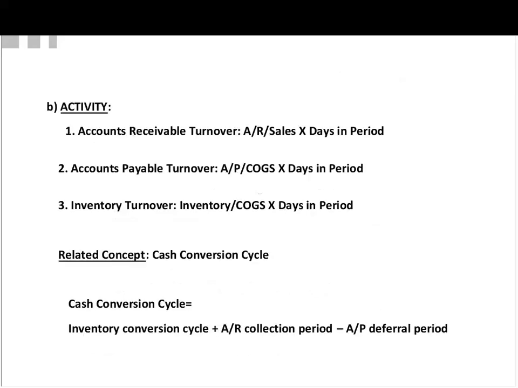Page number 15, Model 2. Activity, we said the turn factors. You can see AR, AP, inventory turnover. AR divided by sales times days in the period. Annual financial statement, 365. Accounts payable turnover, accounts payable divided by COGS, cost of goods sold times days in the period. Inventory, inventory divided by cost of goods sold times days in the period.